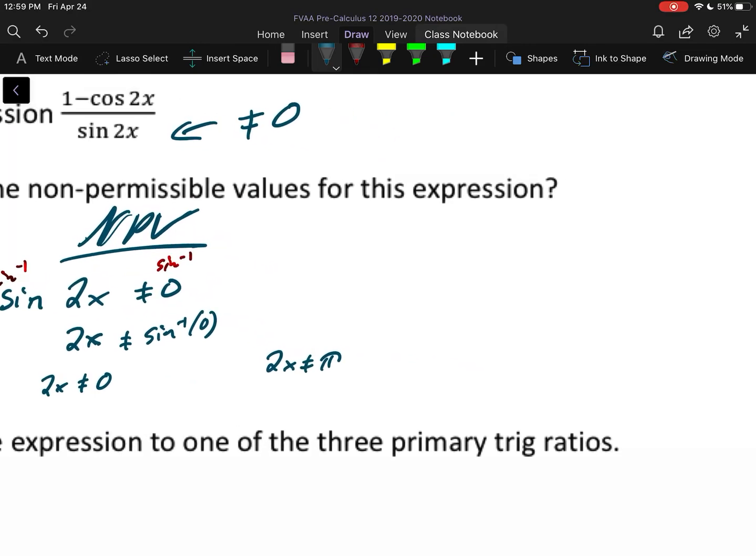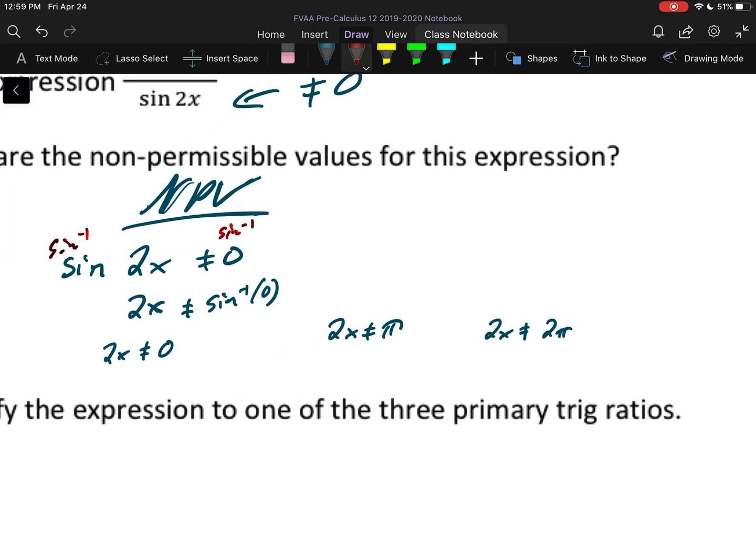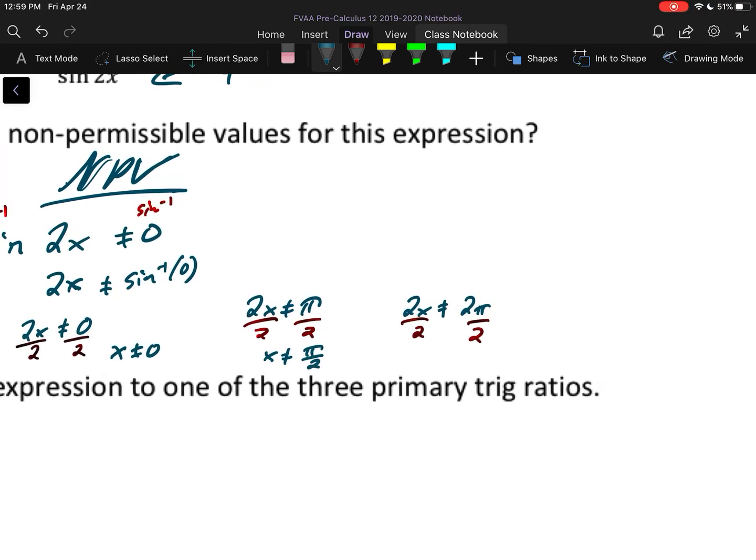And the next one, if you wanted to go around the circle a second time, 2x cannot equal 2 pi. But we still have to solve for x, so now we divide both sides by 2. I'm doing lots of these so that we can come up with a general formula. Here x cannot equal 0, here x cannot equal pi over 2, and here x cannot equal pi.